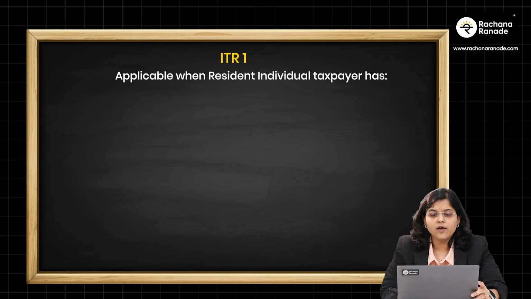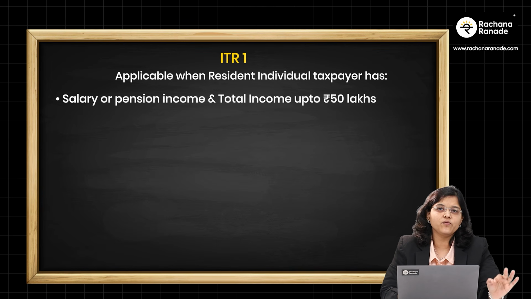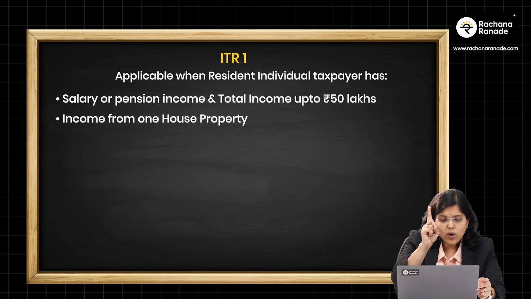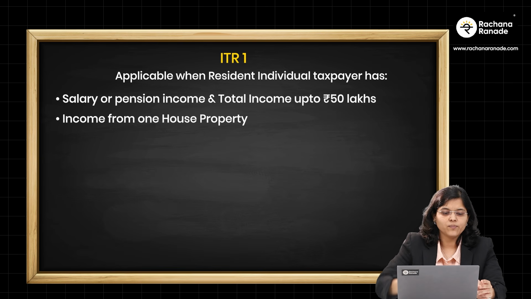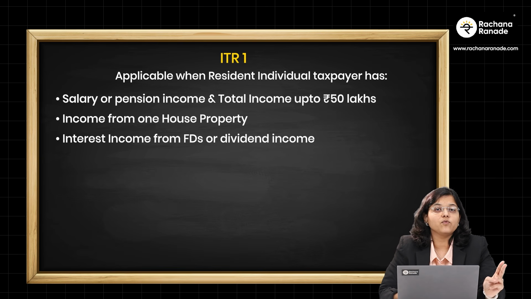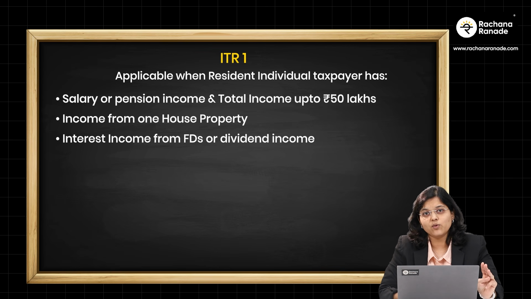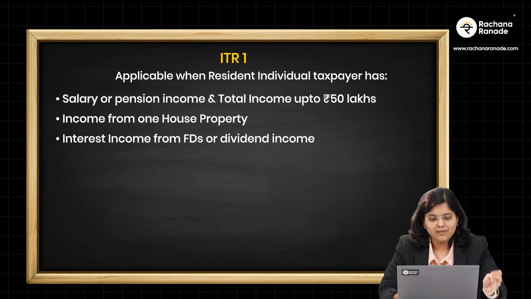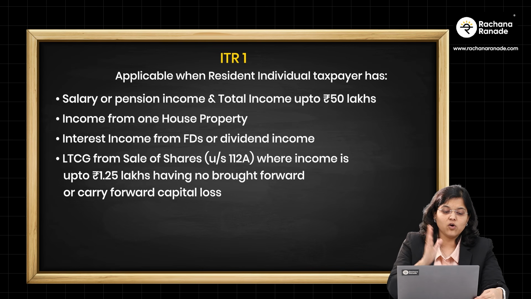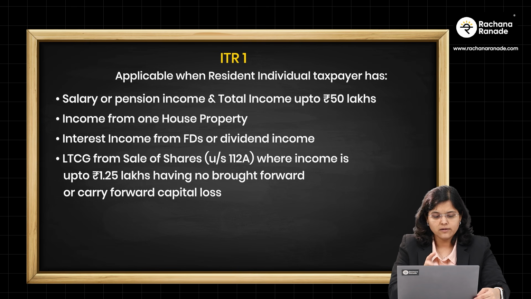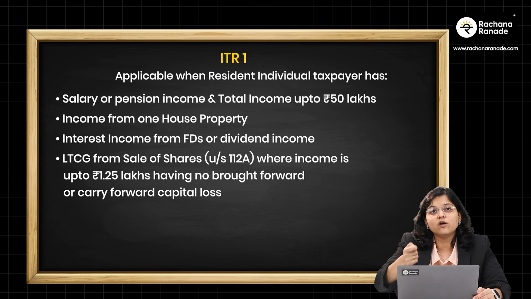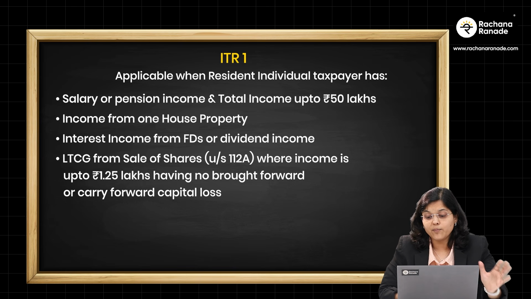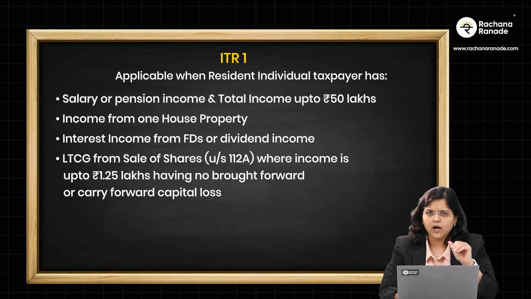ITR 1 is simple enough. If your salary or pension income is up to 50 lakh rupees, you will have to file ITR 1. If you are having income from one house property, still ITR 1. If you are earning interest income from FDs or dividends, again you will have to file ITR 1. And there is one amendment here, one change here. This says that if you are earning LTCG, long term capital gain, under section 112A, this talks about long term capital gain on sale of listed shares. If you are having such long term capital gain up to how much? 1.25 lakh rupees. I hope you already know this.